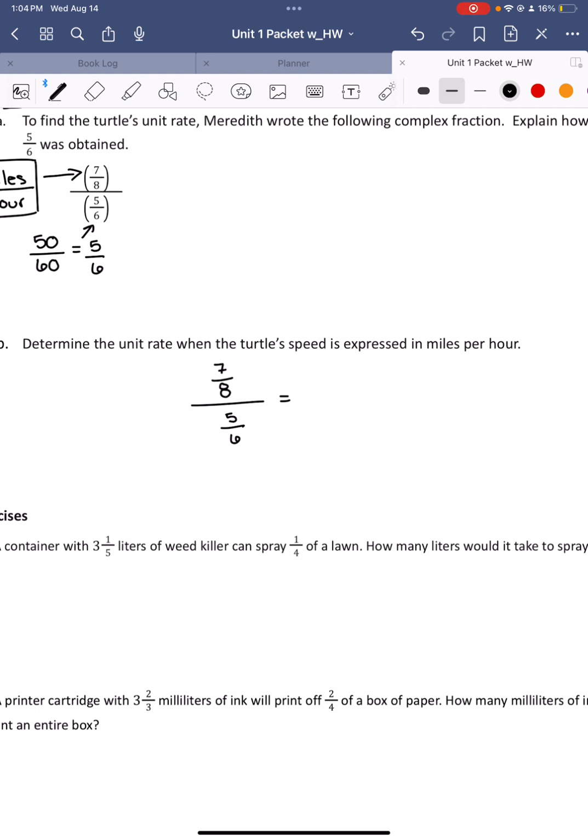When you do that, you should get 21 over 20 miles per hour. And that's your final answer. That's the unit rate for the turtle.